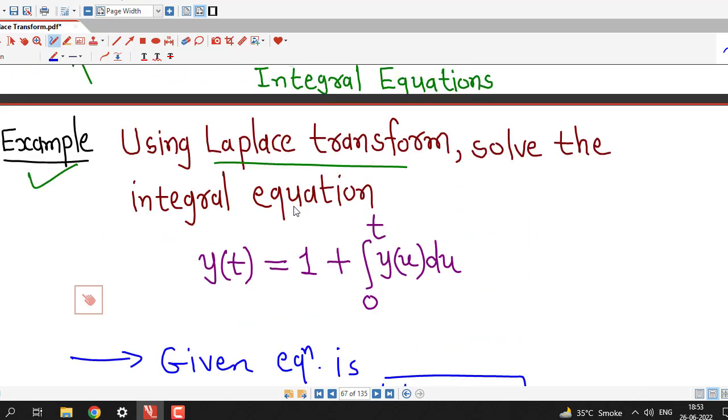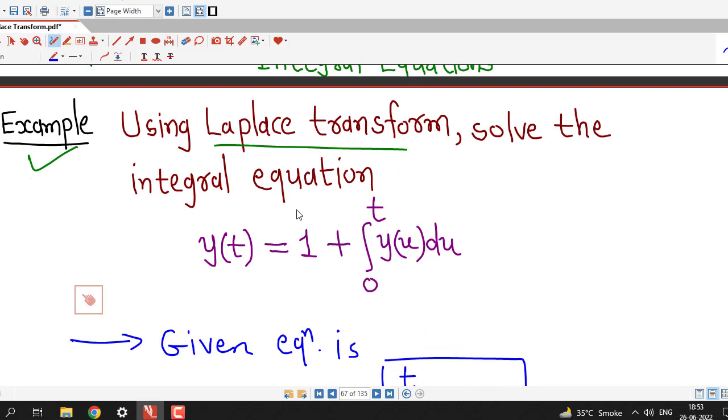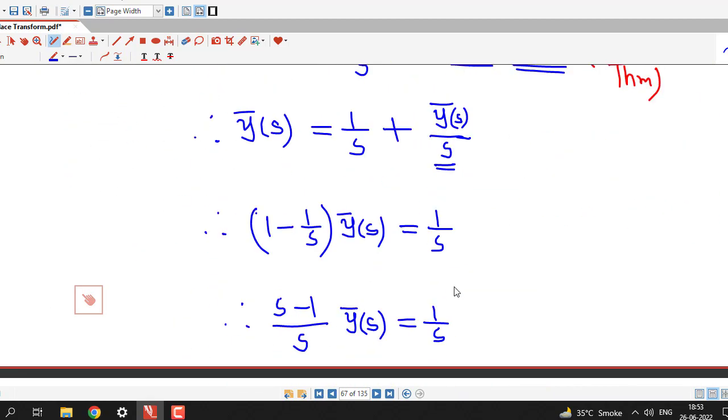Not every integral equation can be solved using Laplace transform. There are some special types of integral equations which we can solve using Laplace transform, and those are the type of equation in which we can write the integral in terms of convolution, so that we can apply the convolution theorem. We can have one more example related to this.